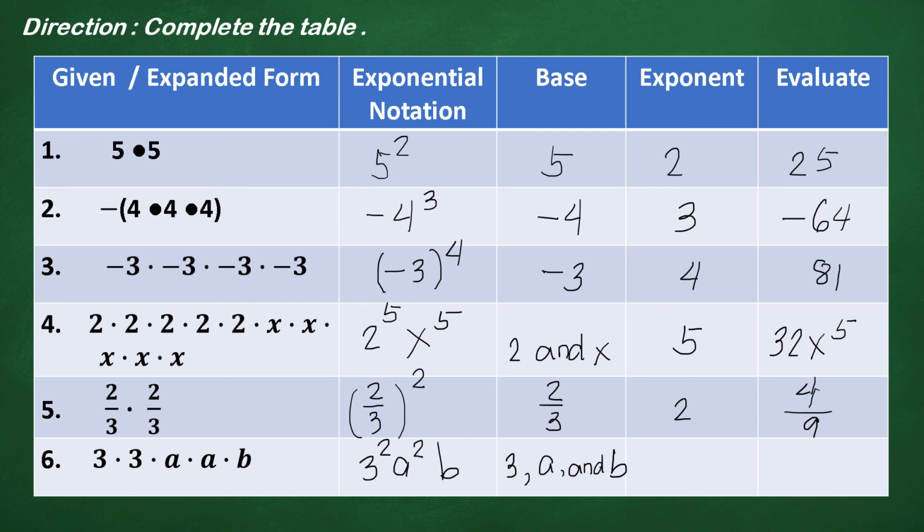Exponents, we have 1. This belongs to the B, and 2. Yung 2 na to, exponents ni 3 at ni A. We're going to evaluate or simplify the numerical expressions or the mathematical expressions. We multiply 3 times 3 is 9. Then A squared B.